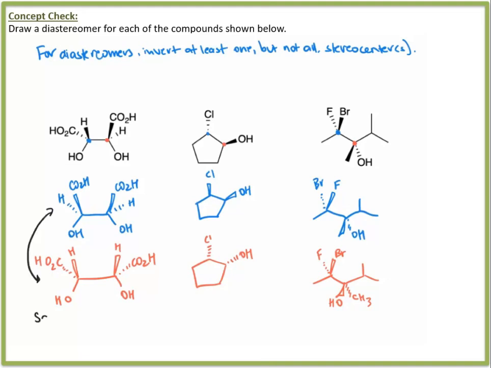The last piece to note here is that the two structures we drew for the first example are actually the same compound. If you take a look at those, we inverted first the left stereocenter and then the right stereocenter, and that gave us the same structure, it's just flipped. And this particular structure belongs to a class of molecules called meso compounds, and that's what we'll learn about in the next video.